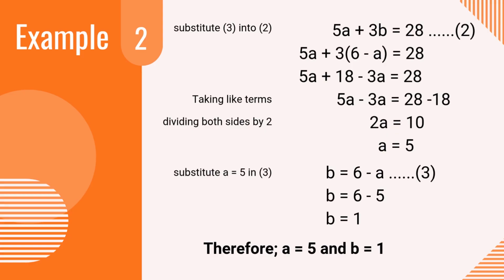Now, the value for a is 5, which brings us to the next line that says b equals 6 minus, instead of a, we put 5. Now, 6 minus 5 is equal to 1, so we say b is equal to 1. Therefore, our answers are a equals 5, and b equals 1.